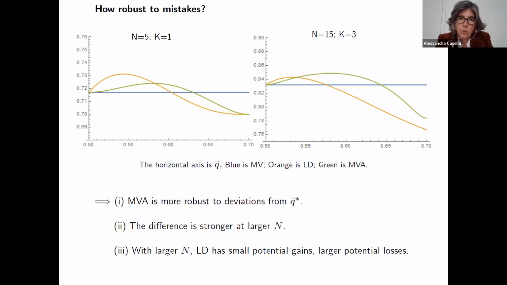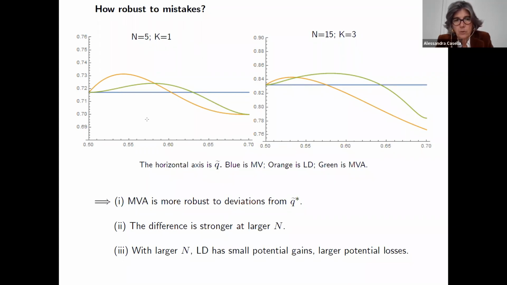Besides finding the equilibrium, a question that I think one wants to ask is how robust are these voting systems to mistakes? So here the horizontal axis is Q tilde, is the threshold.